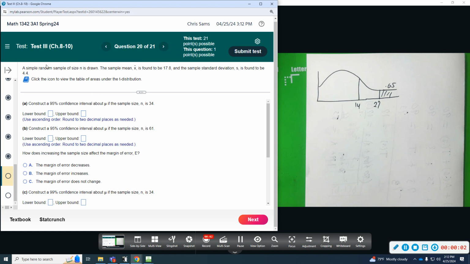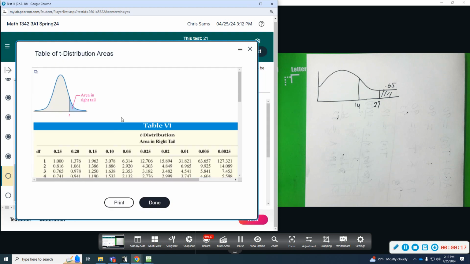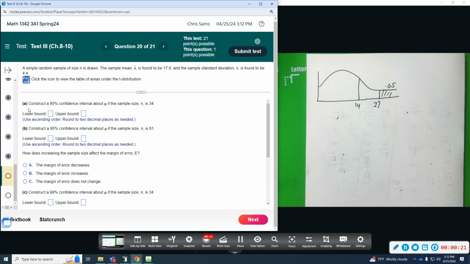A random sample of size n is drawn. The sample mean x bar is found to be 17.8. Sample standard deviation s is found to be 4.4. I'll view the t-table. We're going to construct a 95% confidence interval about the mean if the sample size is n equals 34.